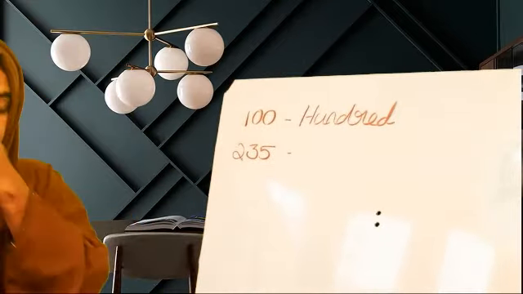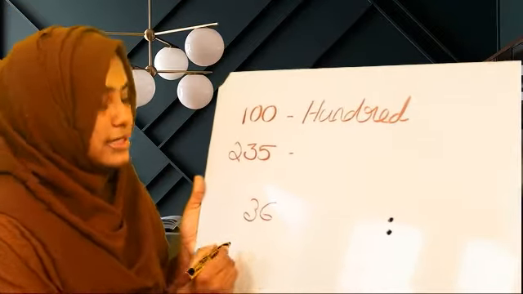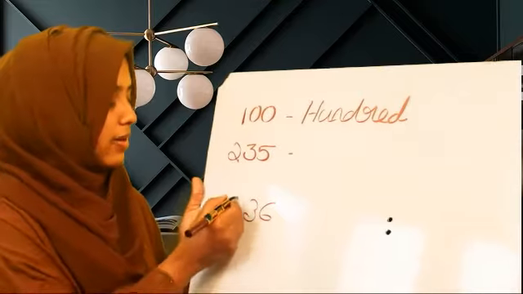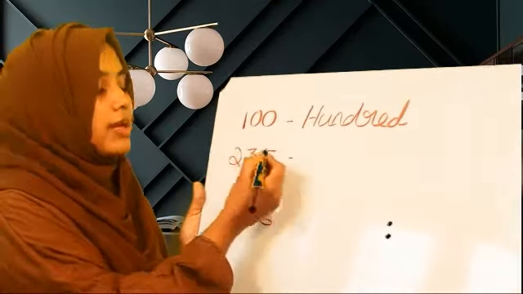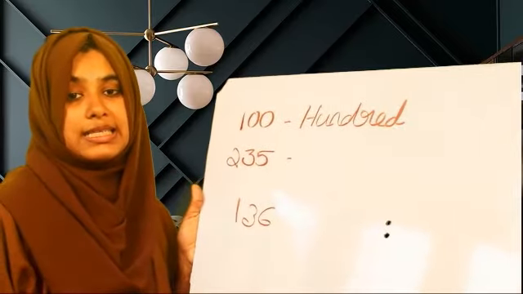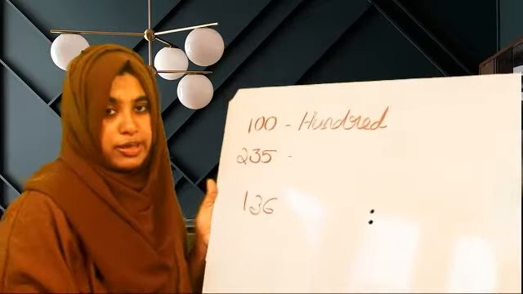235. We already studied 2 digit numbers. 36 is a 2 digit number. We add 1 here, and this is a 3 digit number. How can we write 3 digit numbers in number names? How can we write them in numeration?